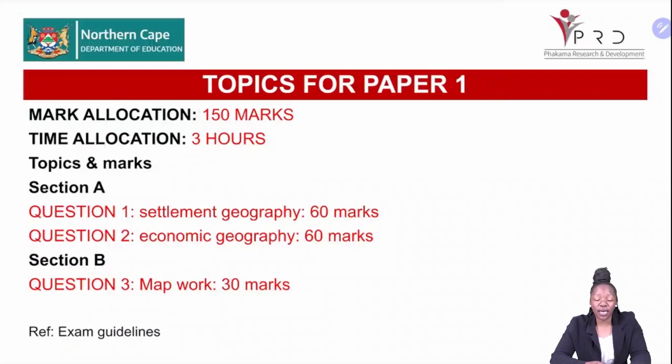Under your section A, you're going to have your question 1, which is your settlement geography. Remember, for settlement geography, the questions can be based on the rural settlement or the urban settlement. Then question 2, you will have your economic geography. Then you move to your section B, which is your map work.